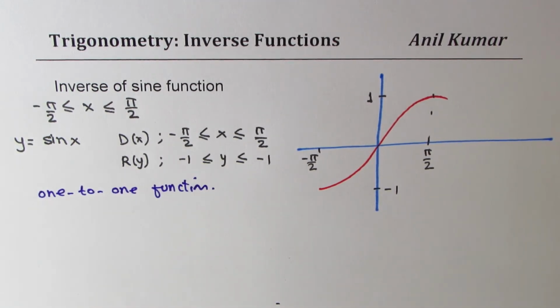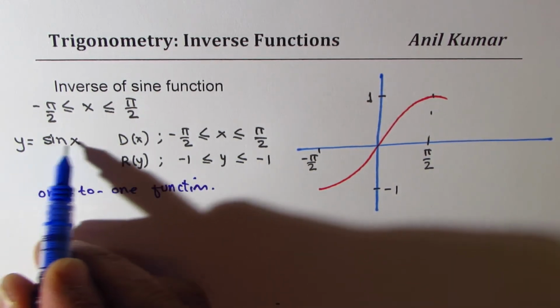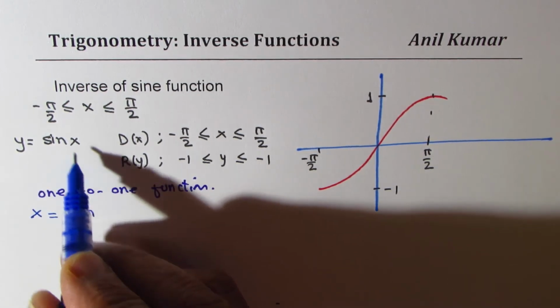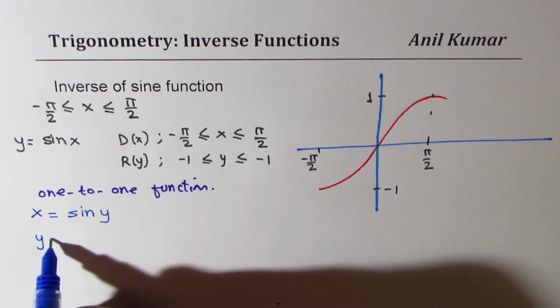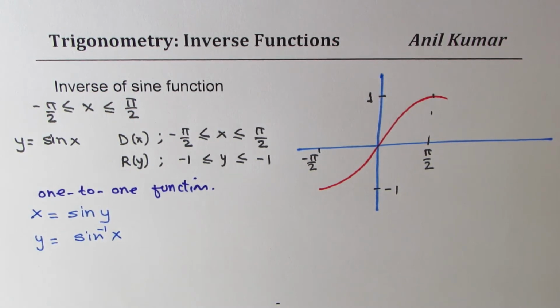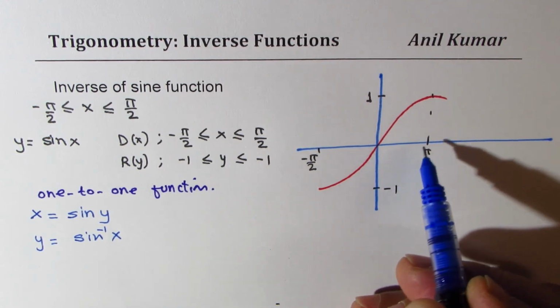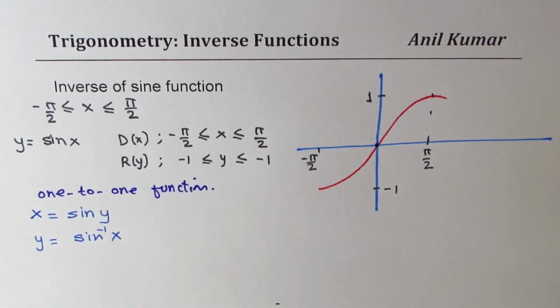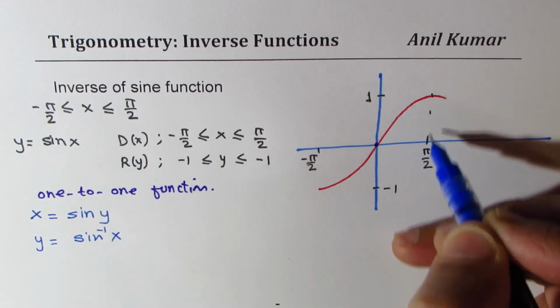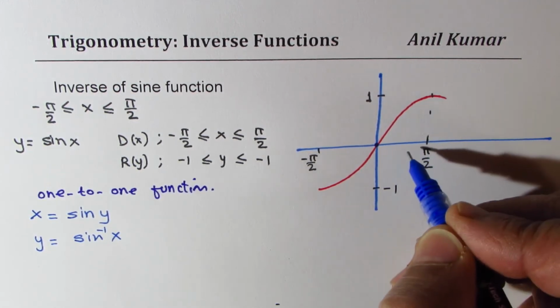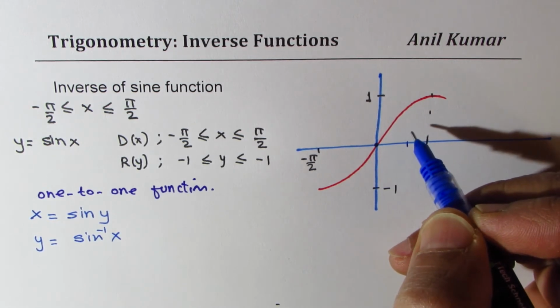So we can find the inverse, and the inverse is going to be a function. The inverse of this function could be calculated by swapping. When you swap, you get x equals sine y, or you can write y equals sine inverse x. Once you get the inverse, you could swap the points also. So (0, 0) remains, as that point is common to both. The point here is (pi by 2, 1), so it flips to (1, pi by 2).